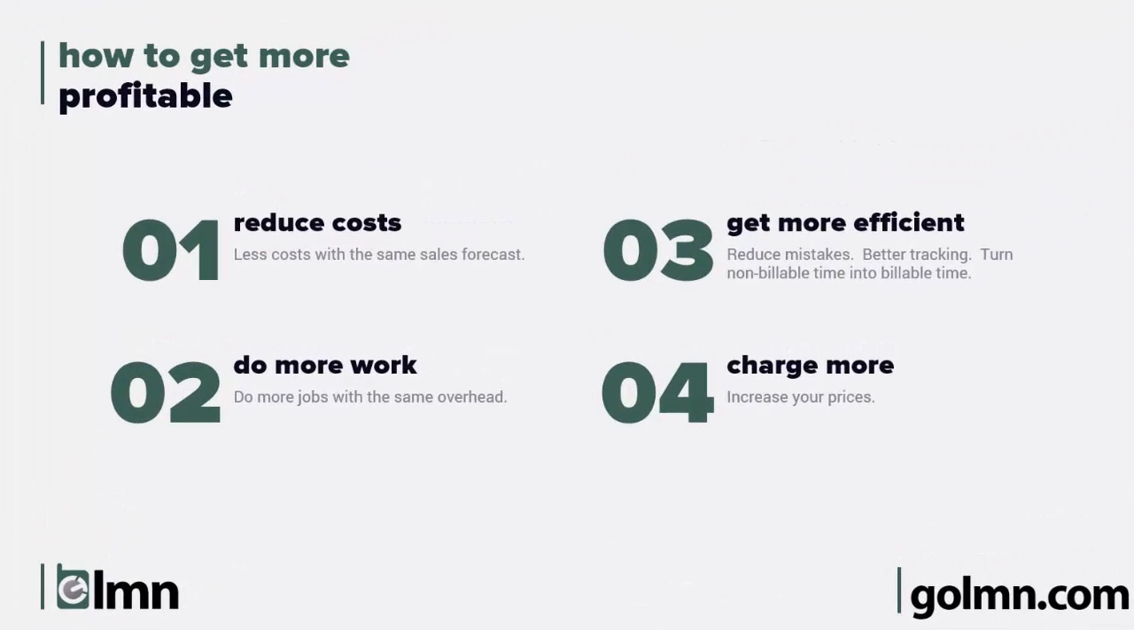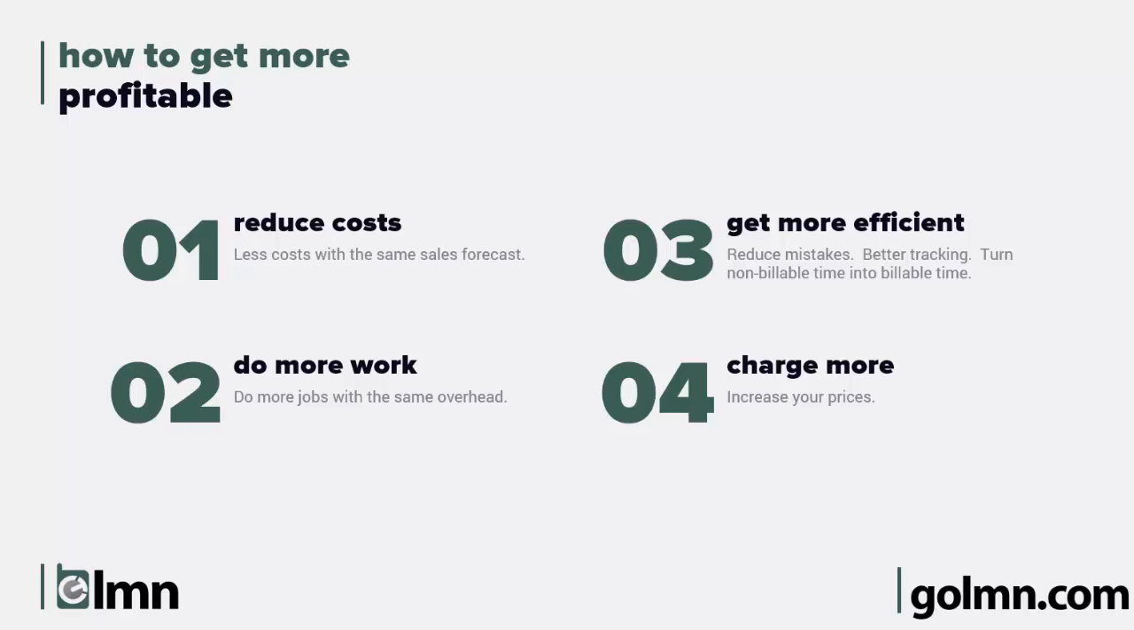In a nutshell, there's 4 things you can do to get more profitable. You can reduce your costs. It's not easy to just reduce costs. It sounds good in theory, and it is easy in theory, but doing it in real life is a whole other thing. But basically, reducing costs will help you hit the same sales goal with less costs, and the less costs you have, the more profit you'll have at the end.